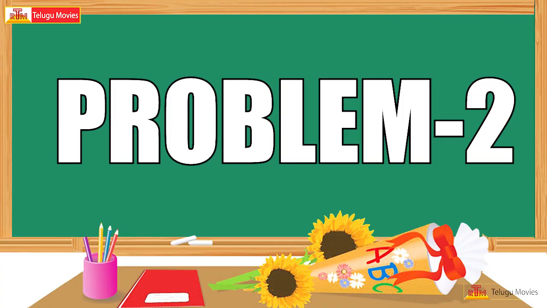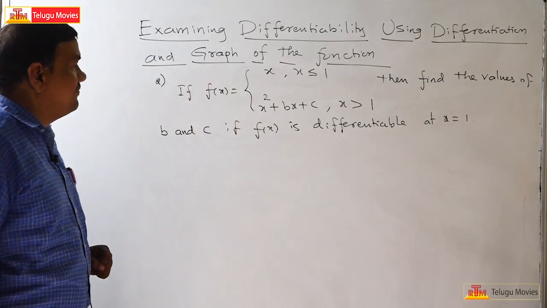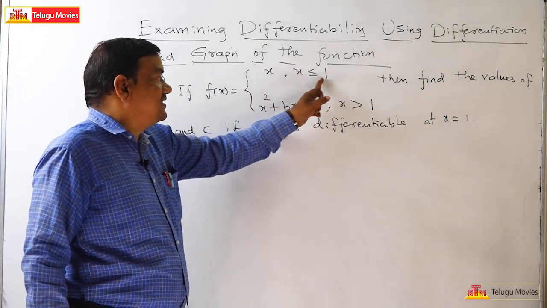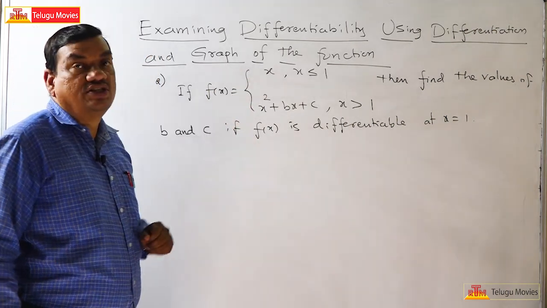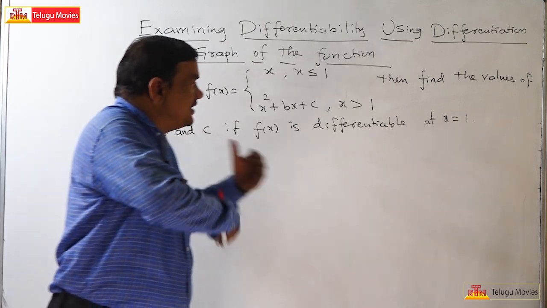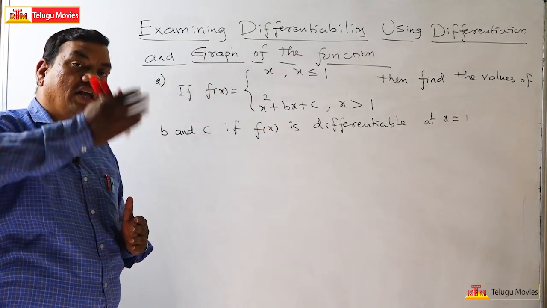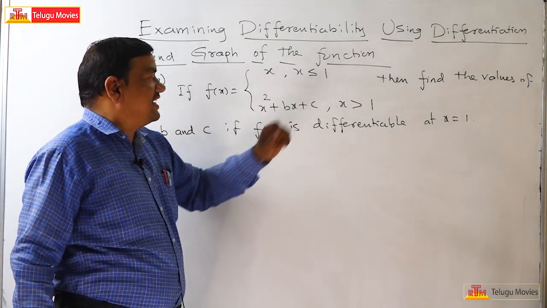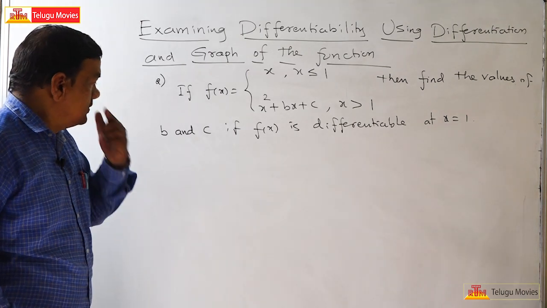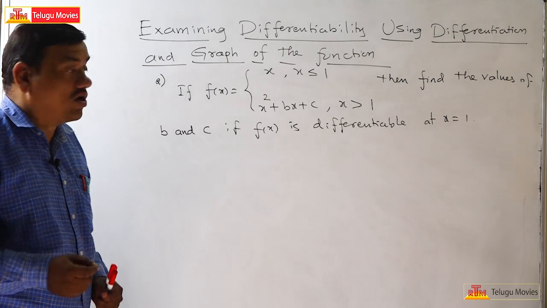Welcome to this problem. f of x is a function defined as follows: for x less than or equal to 1, the function is defined as x. If x is greater than 1, that means 2, 3, 4, more than 1, then f of x is x square plus bx plus c. We are asked to find the values of b and c, that is the x coefficient and the constant.